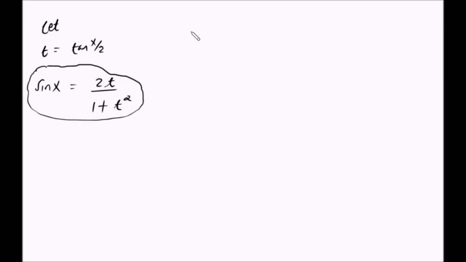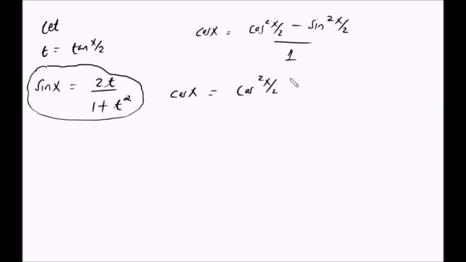So now let's find cos x, to express it in terms of t. We'll say that cos x is cos squared x over 2 minus sin squared x over 2, over 1. So cos x is cos squared x over 2 minus sin squared x over 2 over, and in place of the 1 here I can just put cos squared x over 2 plus sin squared x over 2.